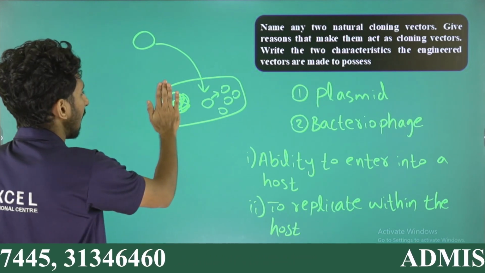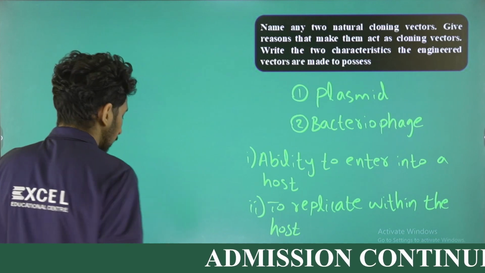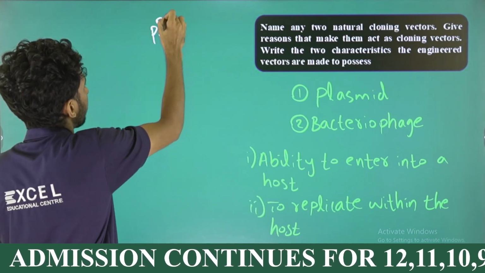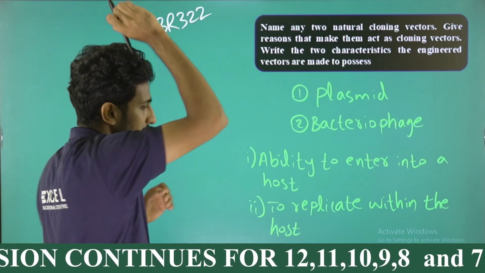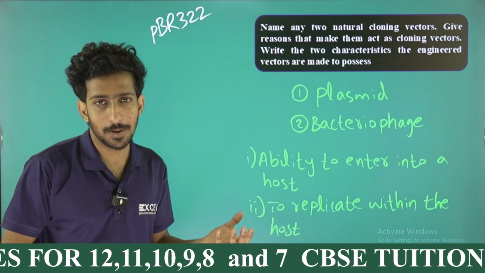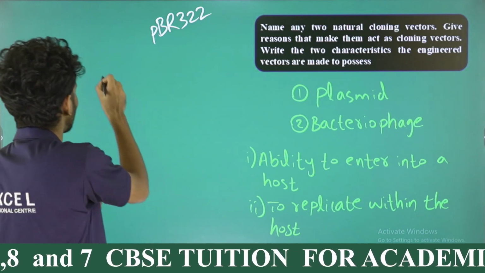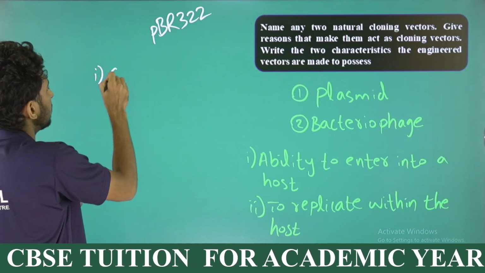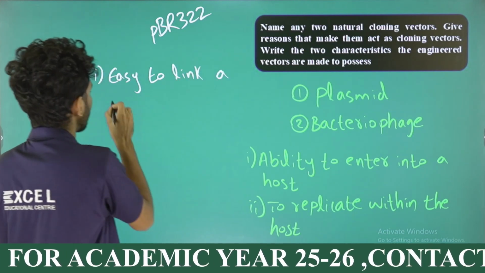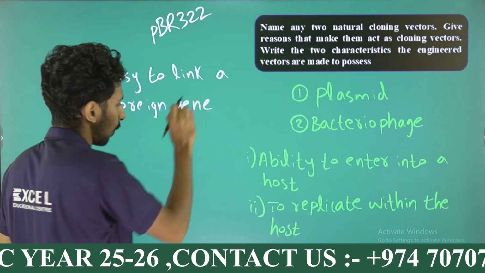So write the two characteristics the engineered vectors are made to possess. Can you name any artificial cloning vector or any engineered cloning vector? Yeah, engineered cloning vector is PBR 322. PBR 322 is made by Bolivar and Rodriguez, the engineered cloning vector. Okay, the engineered cloning vectors have two specialities. First one, see, it is easy to link a foreign gene.